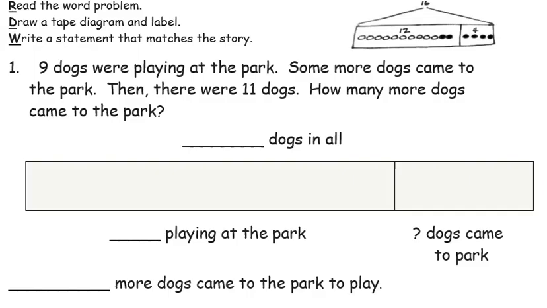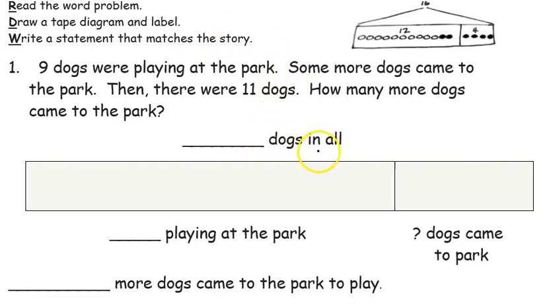So the first problem says 9 dogs were playing at the park. Some more dogs came to the park. Then there were 11 dogs. How many more dogs came to the park? And we have our tape diagram drawn, and we need to first start off by filling in the labels.